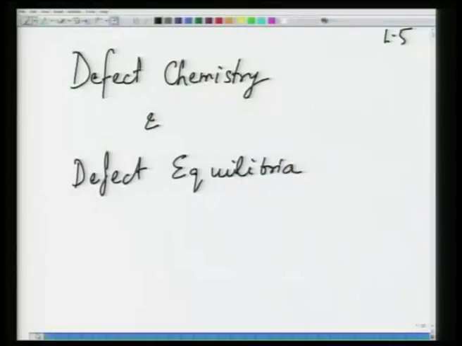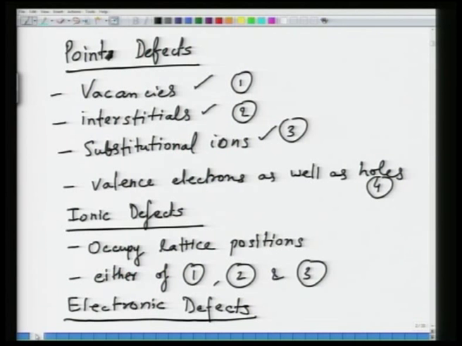Okay, so welcome to this new lecture. In the last lecture, we started with the defect chemistry and defect equilibria in ionic solids or in electroceramics. There we introduced the concept of defects. There are various kinds of point defects such as vacancies, interstitials, substitution ions, etc.